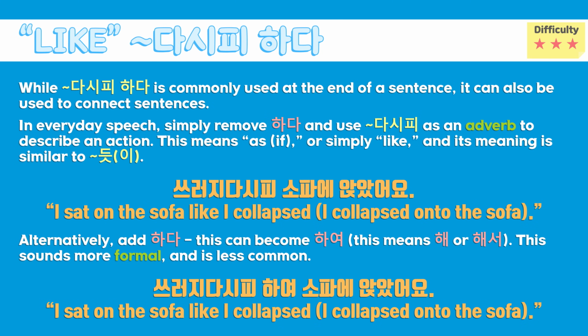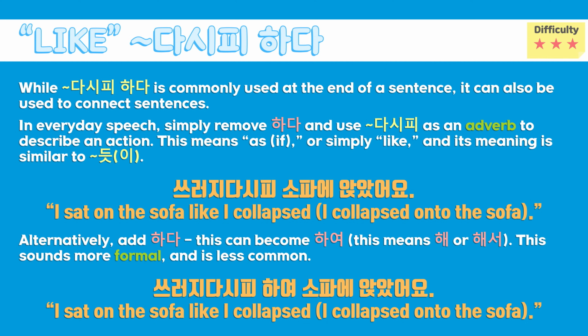While 다시피 하다 is commonly used at the end of a sentence, it can also be used to connect sentences. In everyday speech, simply remove 하다 and use 다시피 as an adverb to describe an action. This means as if or simply like, and its meaning is similar to 듯이. 쓰러지다시피 소파에 앉았어요. I sat on the sofa like I collapsed. Or more naturally, I collapsed onto the sofa.